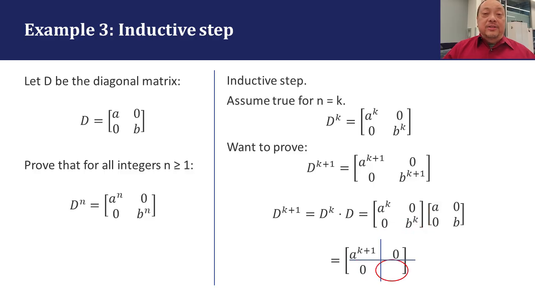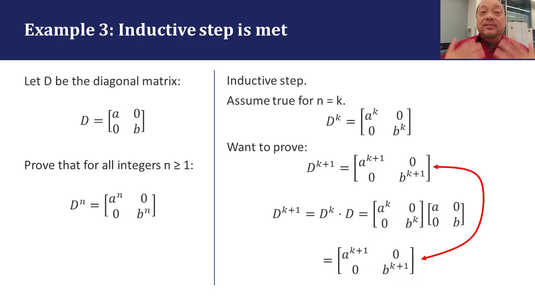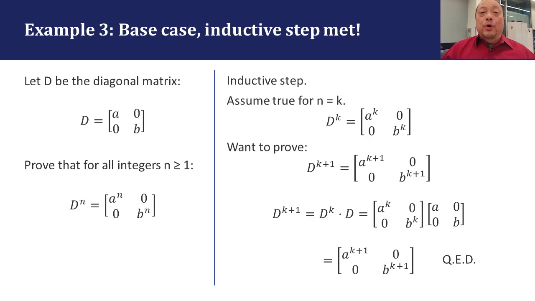Finally, this last position, position 2, 2. So it's equal to row 2 dot product with column 2. That equals 0 plus b to the k times b. The whole thing equals b to the k plus 1. And that is equal to what we want to prove. The inductive step is met. Both the base case and the inductive step are met, QED.